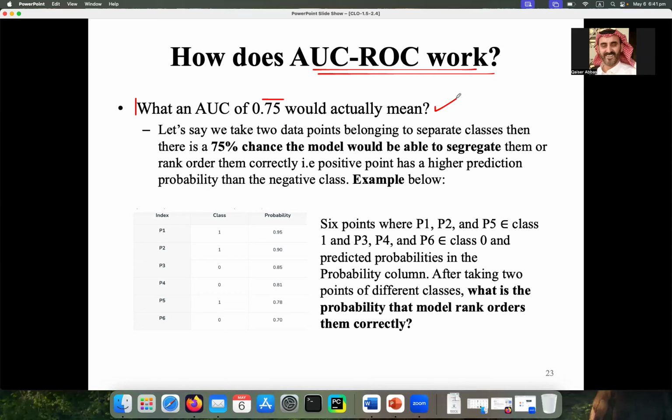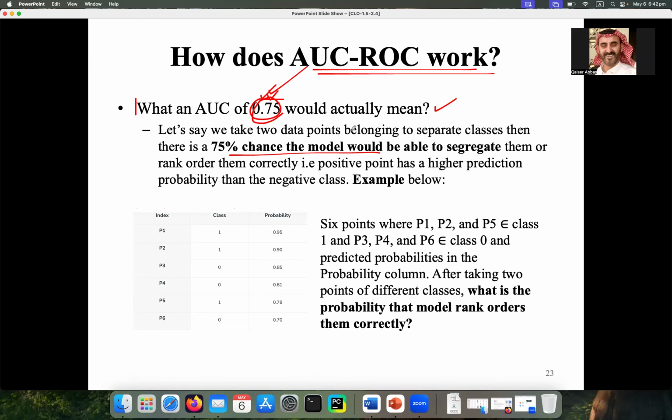Then what is the meaning of that? It means that the model has a 75% chance, you can say, or the model is able, 75%, to separate the two classes completely. To separate or segregate the two classes completely. This is what it means. I have highlighted the meaning of that.